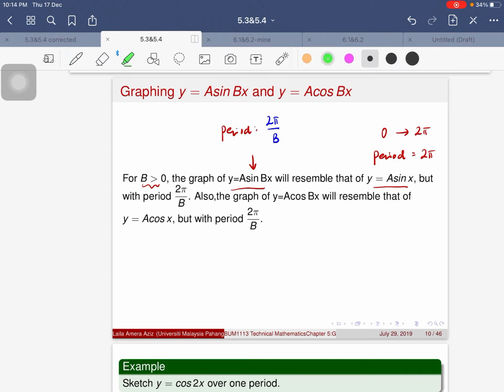So you have to identify what is going to be the value of b from your equation. So put it into the formula. So this is sort of a formula, and you're going to find the value of the period. So basically the period is telling you where to stop.